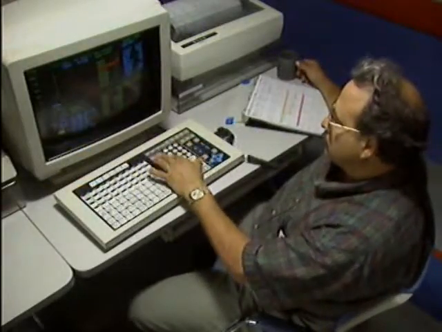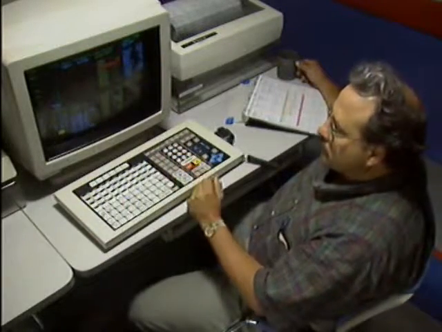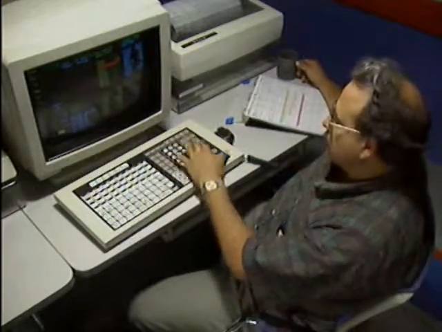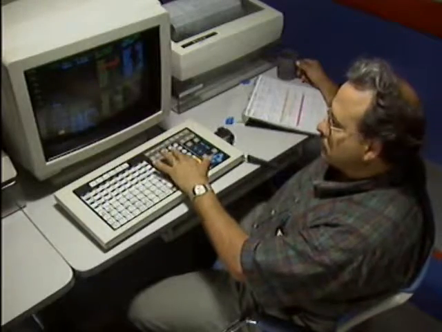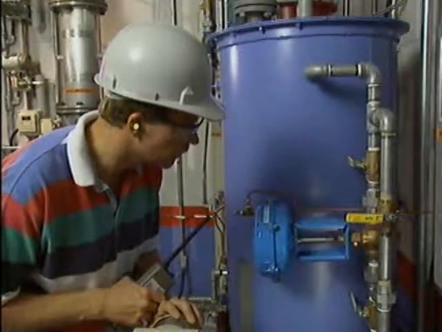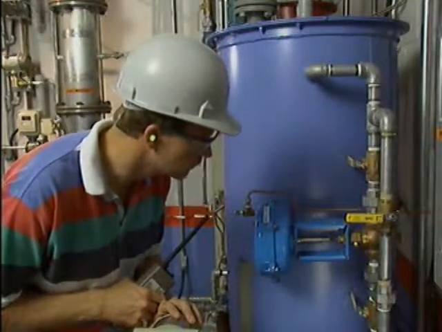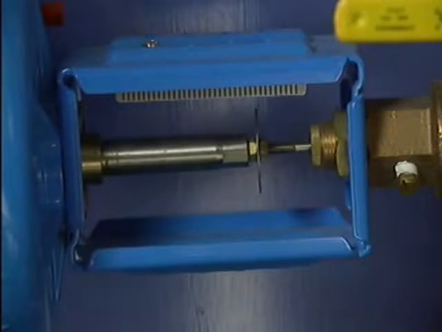After the repairs are completed, to verify that the control valve is operating correctly, the control room operator cycles the control valve open and closed. The outside operator watches the valve's operation. It appears to be operating properly.